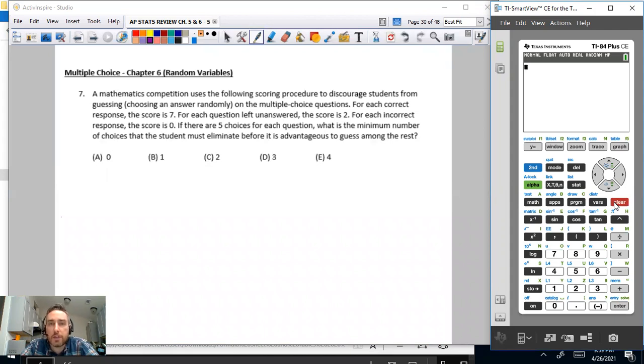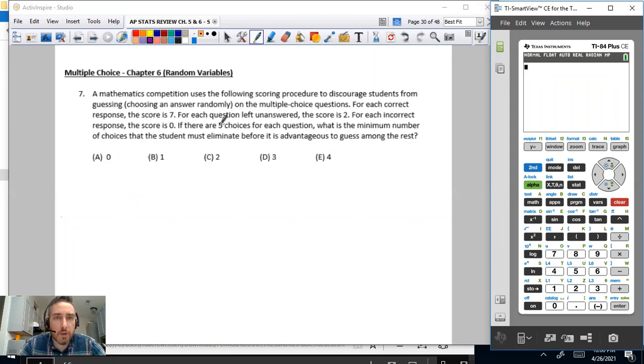If there are 5 choices for each question, what is the minimum number of choices that the student must eliminate before it is advantageous to guess among the rest? That's probably the toughest question on here. We can break it down a little bit here. Let's first think about when would it be advantageous to guess? Well, let's think about the average score if you guess.